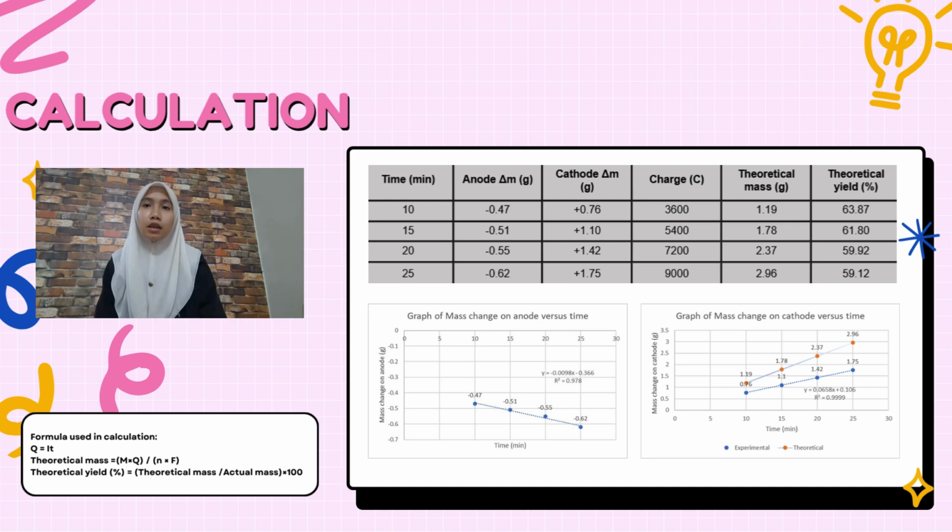The theoretical mass of copper expected to deposit using Faraday's law is theoretical mass = MQ divided by nF, where M is the molar mass of copper, Q is the charge, n is the number of electrons transferred, which is 2 for copper, and F is Faraday's constant.